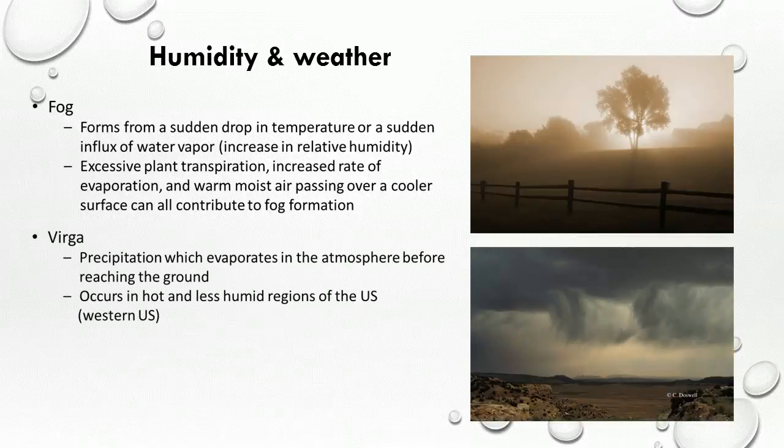Virga is an odd phenomenon where precipitation evaporates before it reaches the ground. This usually occurs in hot and less humid regions of the United States, typically in western states where there is little rainfall.